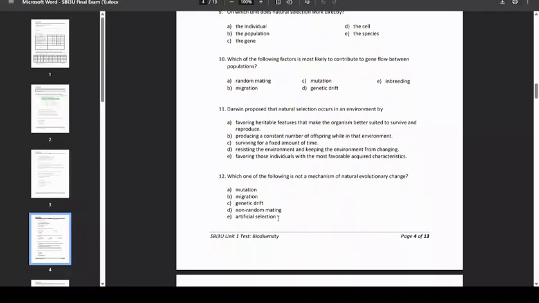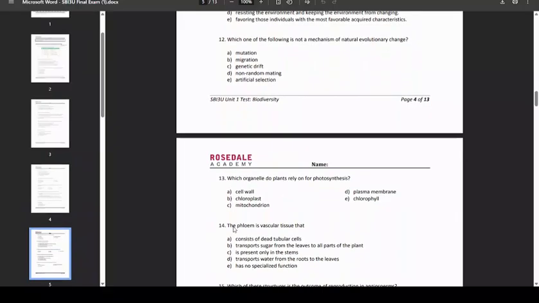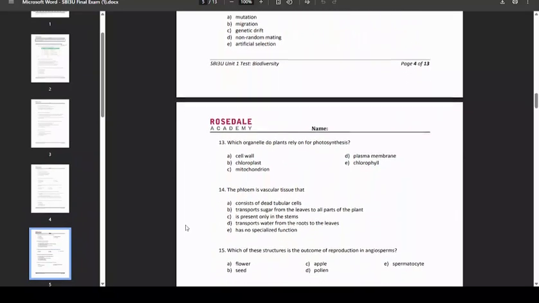Which one of the following is not a mechanism of natural evolutionary change? A, mutation. It definitely is. B, migration. C, genetic drift. D, non-random mating. And E, artificial selection. So all of these above are natural. They're completely pure natural. They can happen in nature. While E is basically human interrupted. So E is our correct answer here. E is not a mechanism of natural evolutionary change. Which organelle do plants rely on for photosynthesis? We know that's chlorophyll.